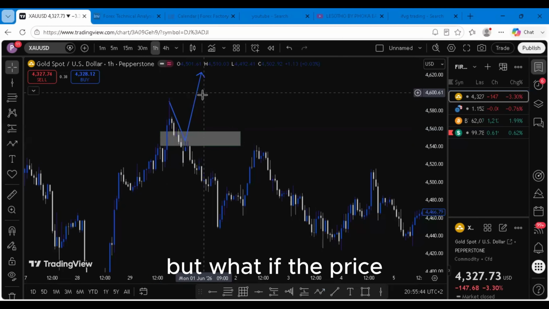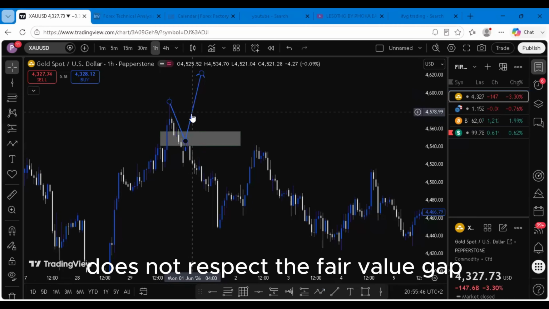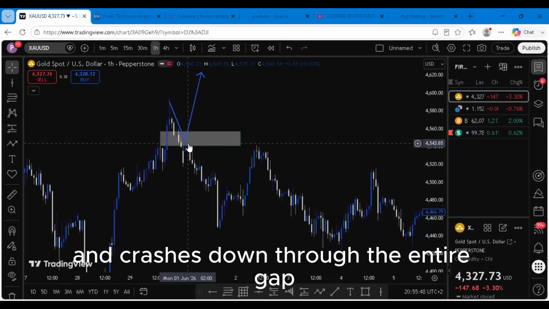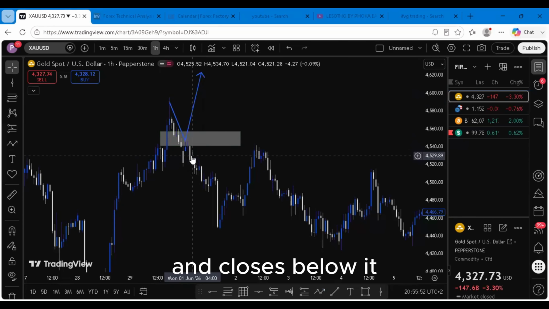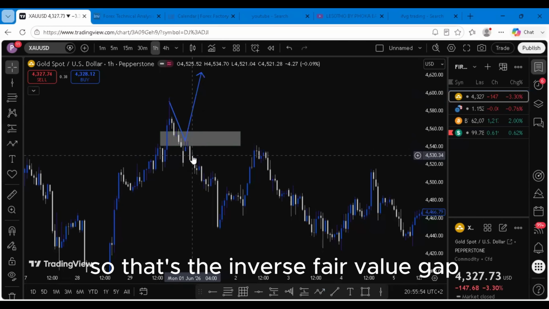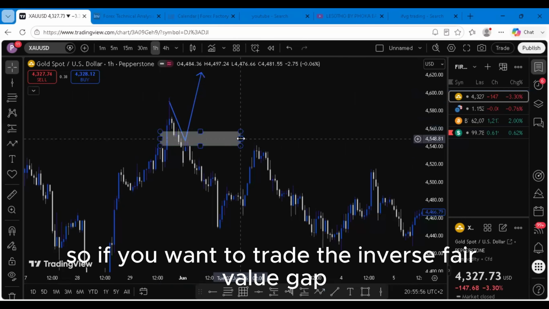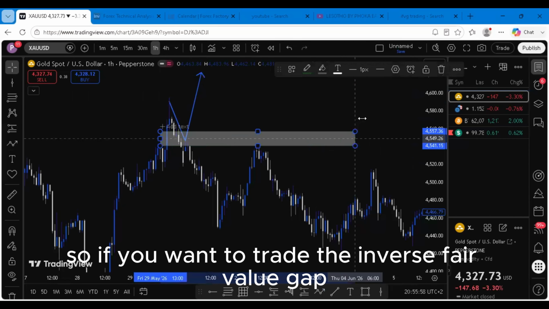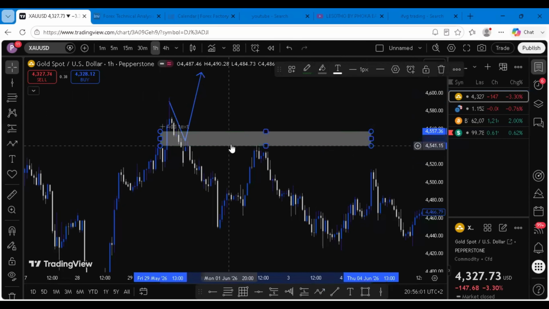But what if the price does not respect the fair value gap and crashes down through the entire gap and closes below it? So that's the inverse fair value gap. So if you want to trade the inverse fair value gap, I will just stretch our fair value gap here.